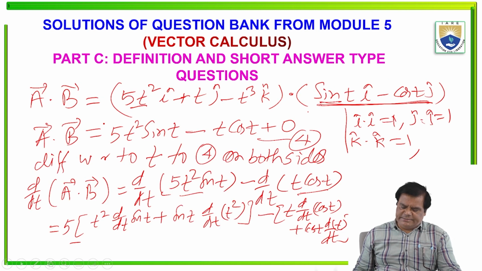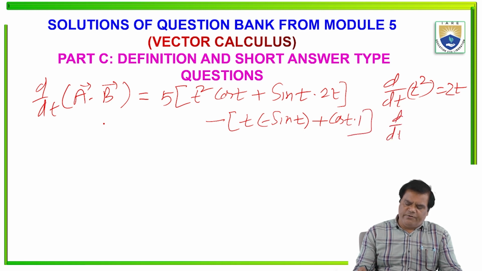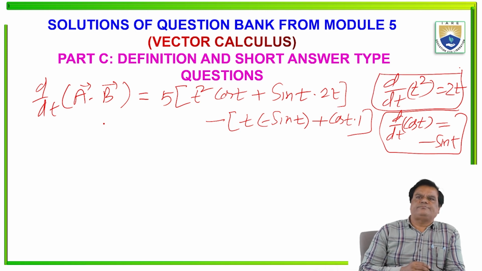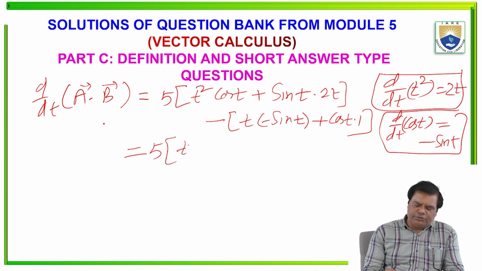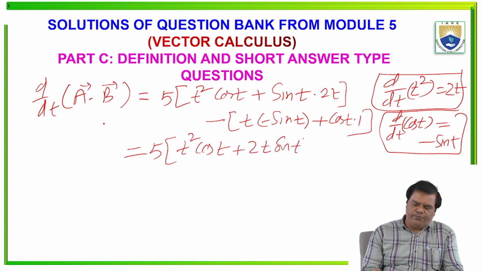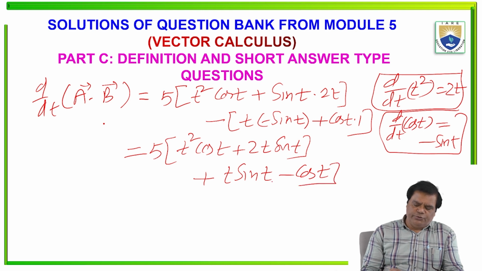Differentiation of cos t is minus sin t, and of t is 1. So (1 plus cos t) into 1, d over dt of cos t is minus sin t. Okay. So now this is 5t square cos t plus 2t sin t plus t sin t minus cos t. Okay.